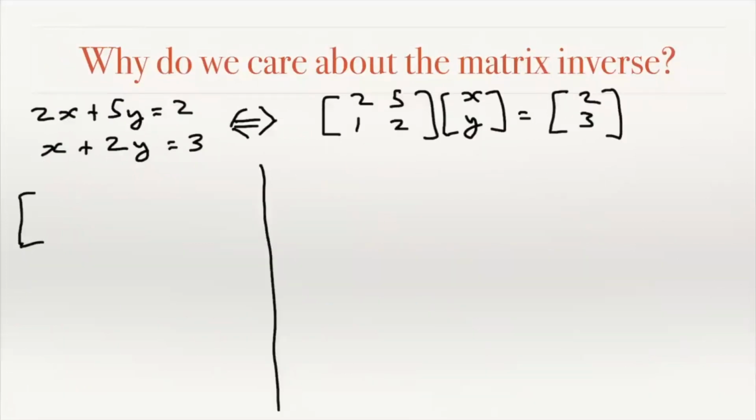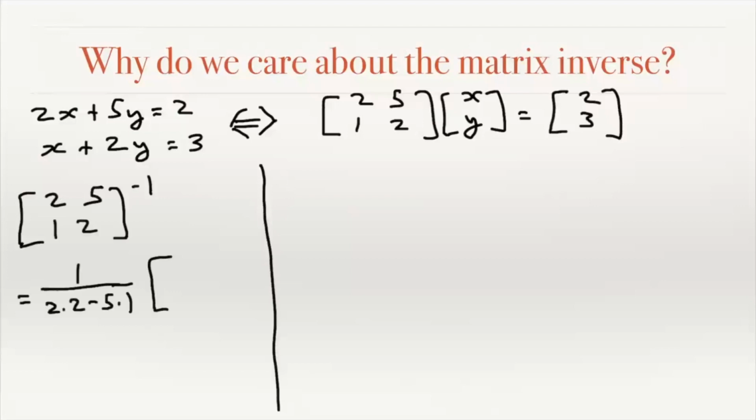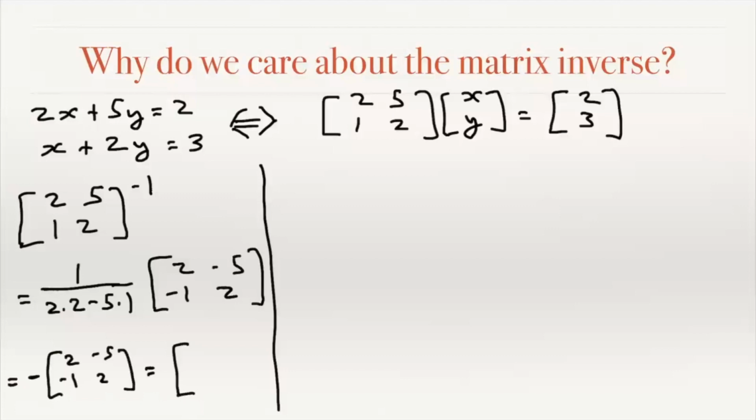And what is the inverse of 2, 5, 1, 2? Well, it's 1 over AD minus BC, and we swap the main diagonal and stick minus signs by the others, and we compute that this is the inverse matrix. So we can quickly solve for x y by multiplying both sides by the inverse.